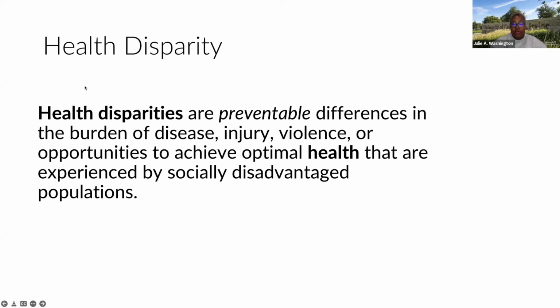So this is just the same idea of health disparities. The Healthy People 2025, I think it is, or 2030 list now includes reading as a health disparity issue, and about reading at 4th grade as a health disparity issue. And a health disparity is a preventable difference. That's what I mean by malleable. Preventable difference in the burden of disease, injury, violence, or opportunity experienced by socially disadvantaged populations.